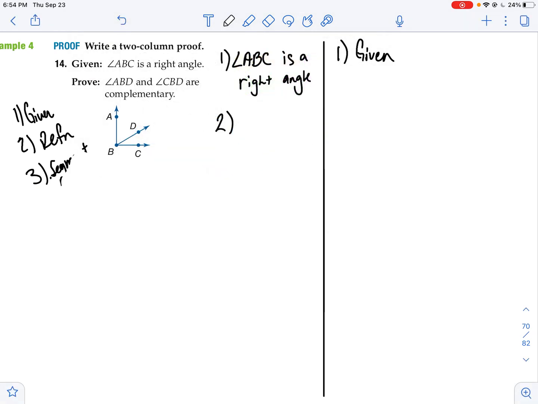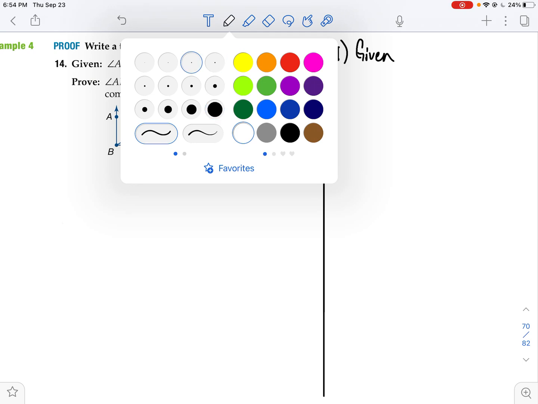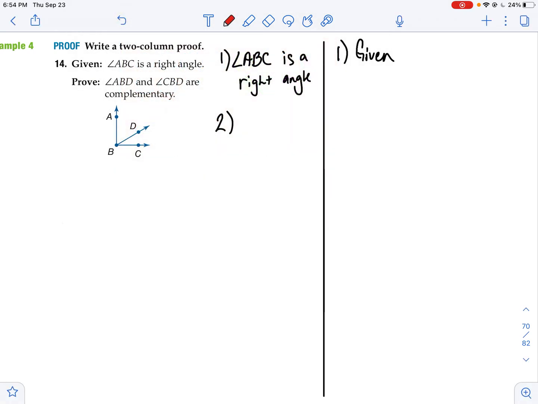I guess I'll just white this out. There we go. So we've already done our given. We've got to do some definitions. Well, what does it mean to be a right angle? It means that the measure of angle ABC equals 90 degrees. So that's the definition of right angle.